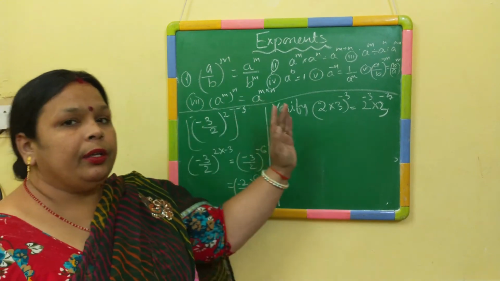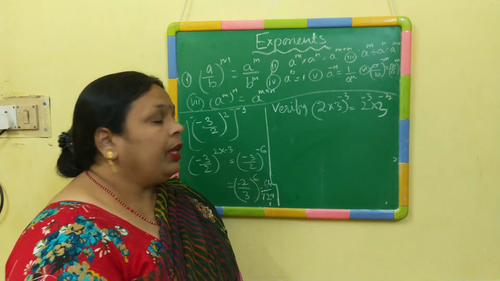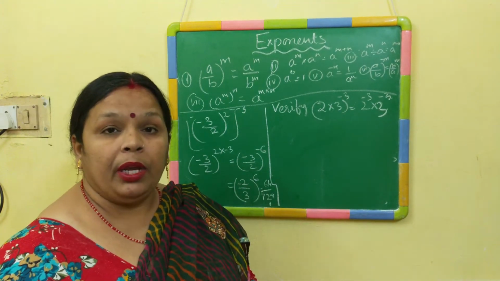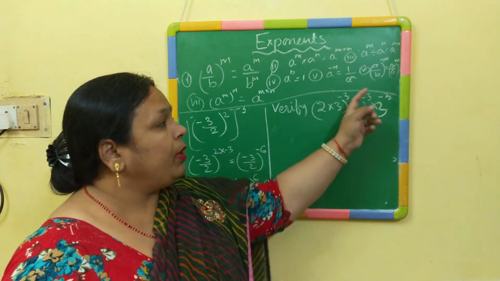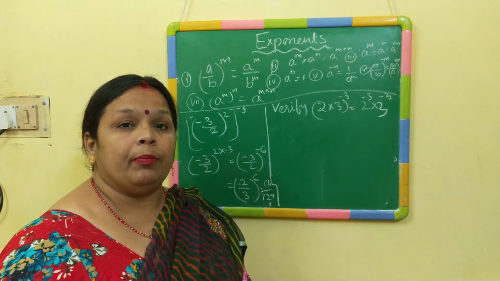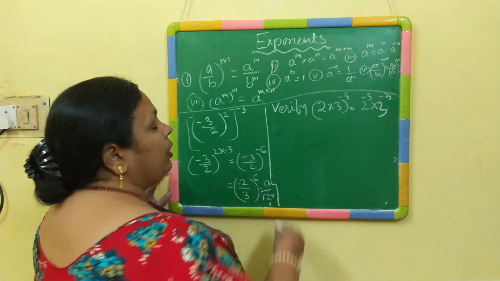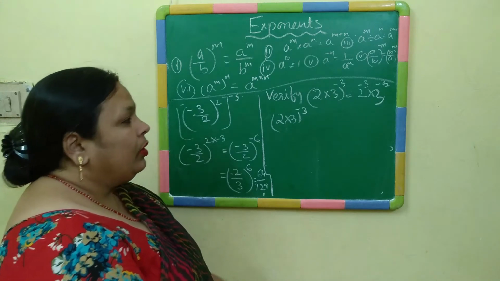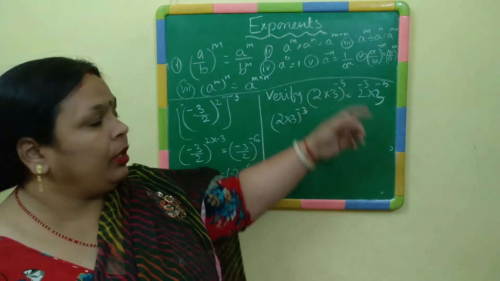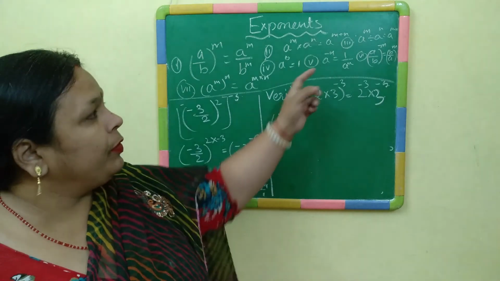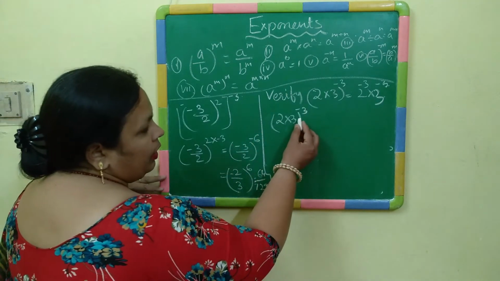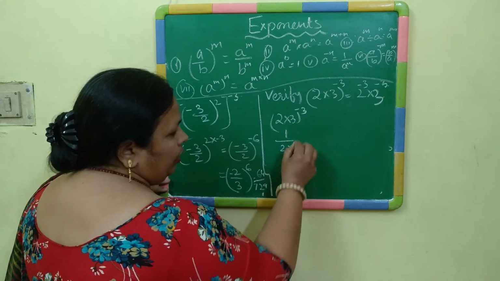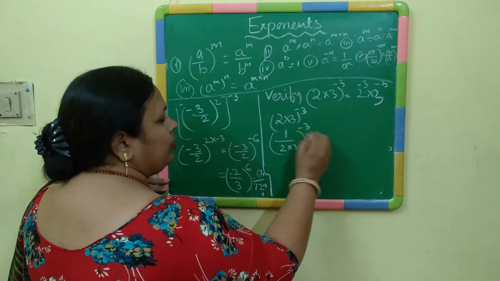Now, a different type of question where we verify (2 into 3), that is (a into b) power minus m is equal to a power minus m into b power minus m. Now we will be solving it by negative power 2 into 3. Now we'll see that (2 into 3) power minus 3 will be using the 5th law and we will be writing it as 1 by (2 into 3) whole power 3.